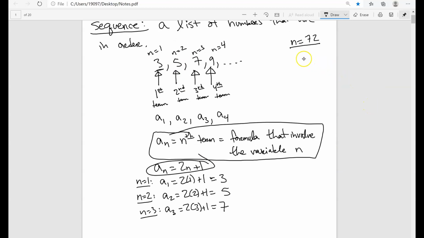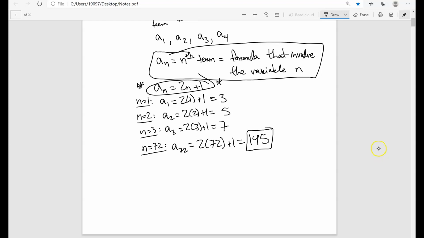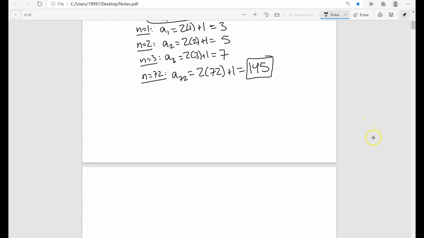So if I wanted to know what the 72nd term is going to be, I can just plug in 72. The 72nd term is going to be 2 times 72 plus 1. 72 times 2 plus 1 gives me 145. So the 72nd term is going to be the number 145. Sometimes having a general formula like this would be really useful. Now the question is, how do we find that general formula? Sometimes it can be difficult, sometimes it can be really easy. It really just depends. So let's first start off by writing some terms, and then we'll do some examples.